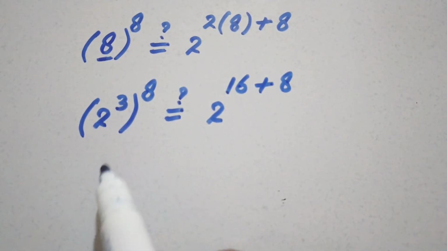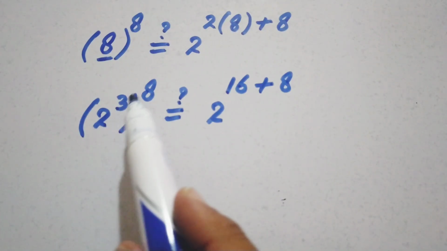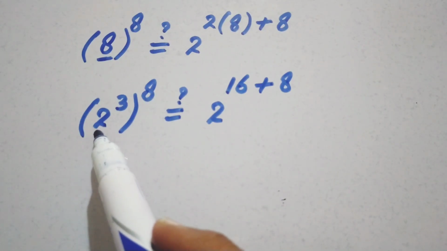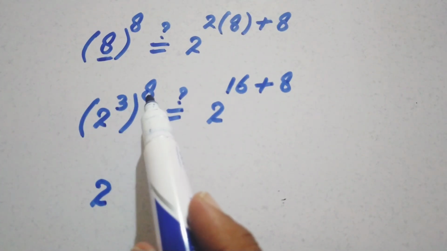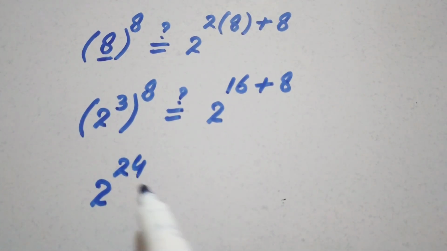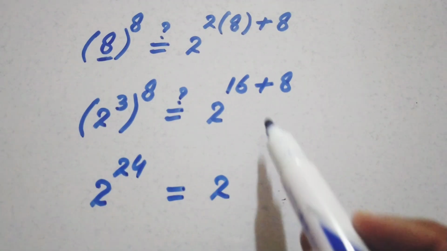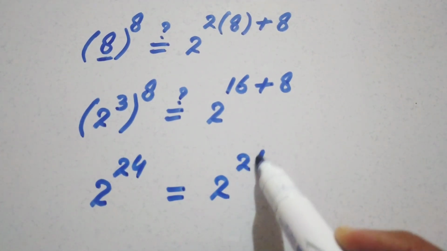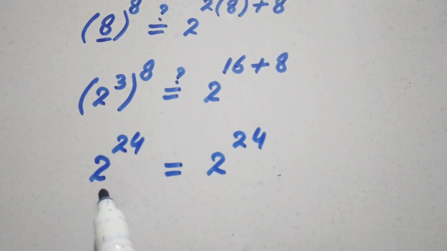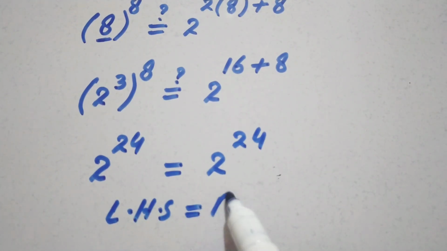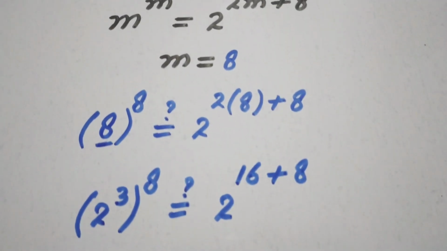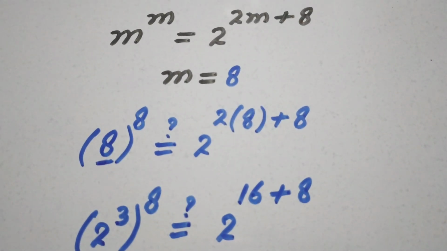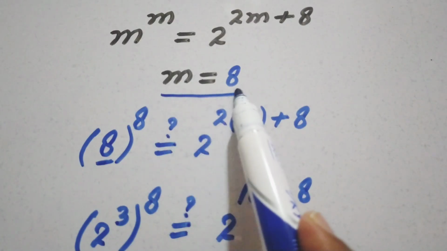Now by using the property that a power m to the power n is equal to a power mn, this will become 2 power 8 multiplied by 3, which is 24, is equal to 2 power 16 plus 8, which is 24. So here we have proved that left hand side is equal to right hand side. Hence our answer for the given expression, m is equal to 8, is valid.